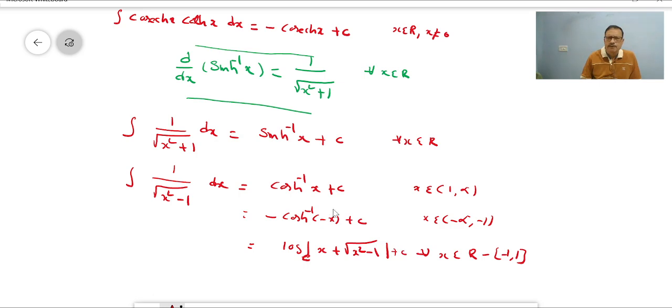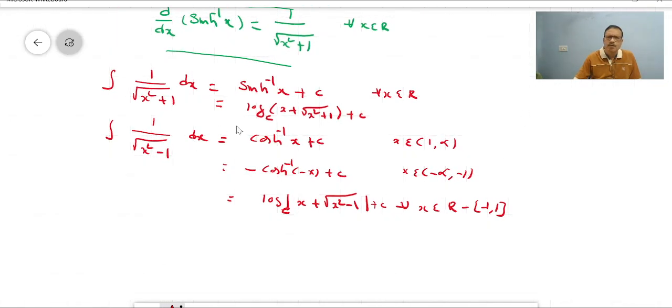Okay, so cos h inverse of x is expressed in terms of a log function. Similarly, here also, sine h inverse of x is expressible in terms of a log function, that is log of x plus root of x square plus 1 to base e plus constant. What is the formula for the integral of dx by root of x square plus 1? Sine h inverse of x plus c, or we can write log of x plus root of x square plus 1 to base e plus c.